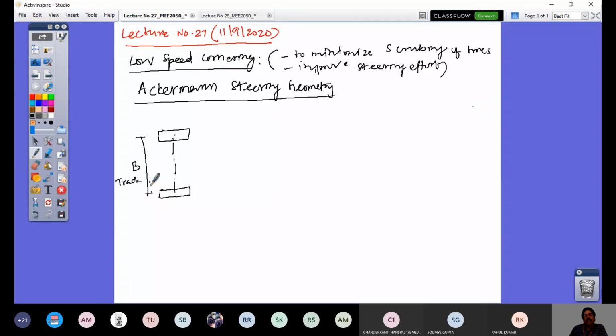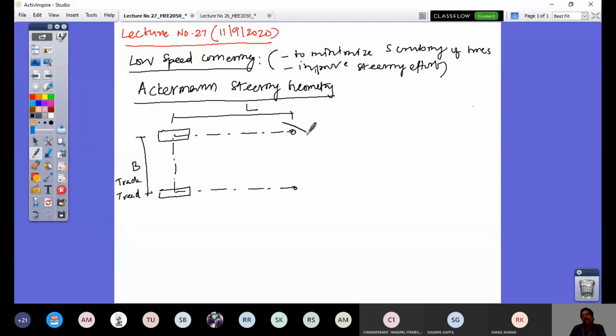Like the wheelbase, which I am now going to draw. This is the wheelbase L, and this is what is called the track, or it is also called the tread B, right? Now what I am going to have here is this front wheel steering mechanism. So these are the rear wheels that are drawn now, and the front wheels will be drawn now with a given steering angle. Say this is the steering angle.